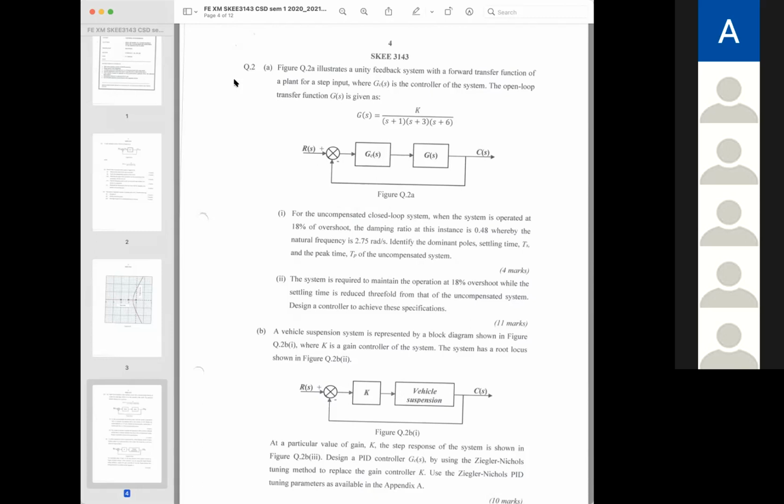Continue. Next, the system is required to maintain the operation at 18% overshoot, while the settling time is reduced threefold from that of the uncompensated system. Design a controller to achieve this specification.